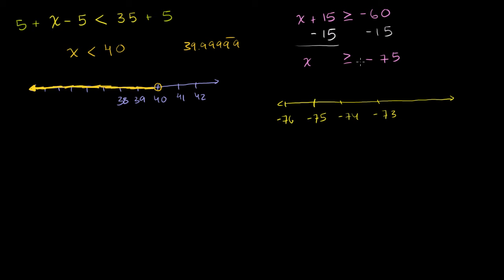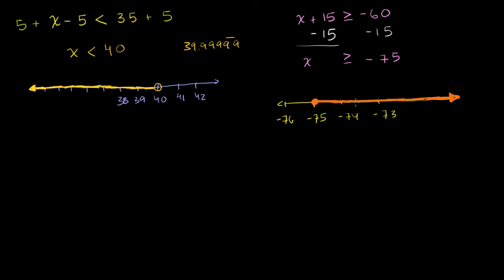Now x has to be greater than or equal to negative 75. So x can be equal to negative 75. So we can include the point because we have this greater than or equal sign. Notice we're not making it hollow like we did there. We're making it filled in because it can equal negative 75, or it needs to be greater than. So greater than or equal will shade in everything above negative 75 as well. So in orange is the solution set.